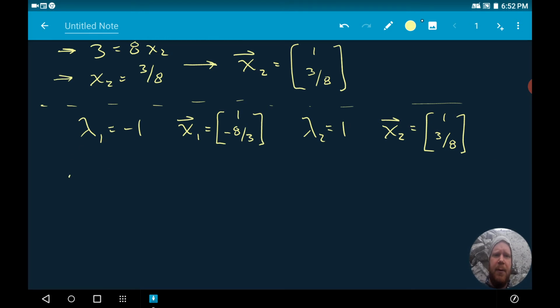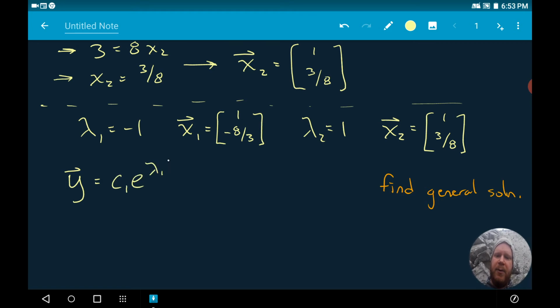So, once we've gathered everything up, we find the general solution. And for this case, where we have two unique real eigenvalues, we can write the formula like this. Our solution, y vector, is equal to c1 e to the lambda 1t times the first eigenvector plus c2 e to the lambda 2t times the second eigenvector.